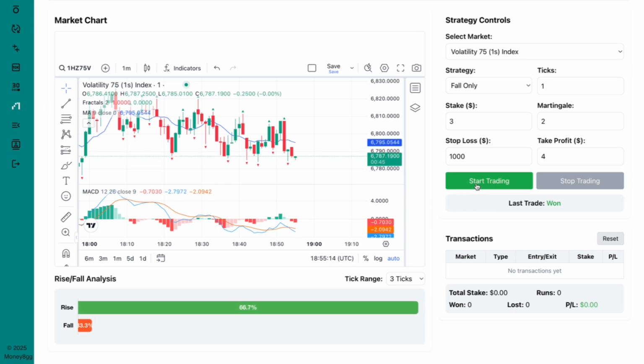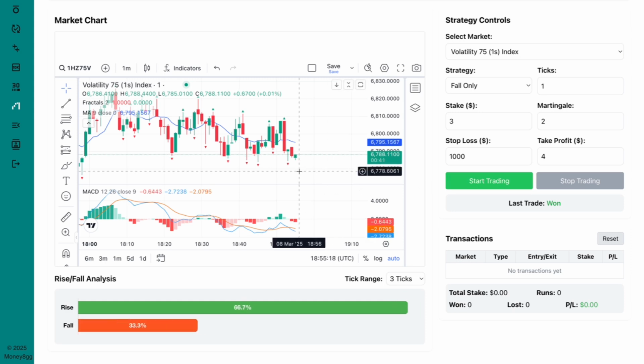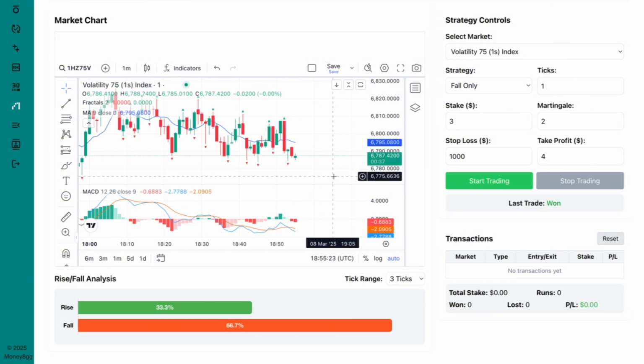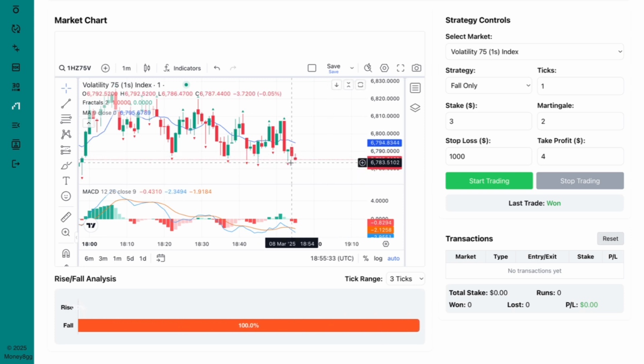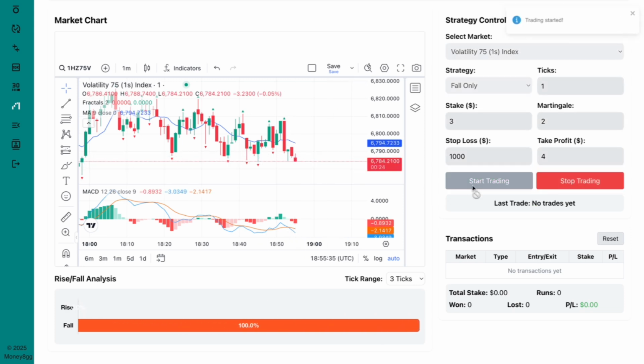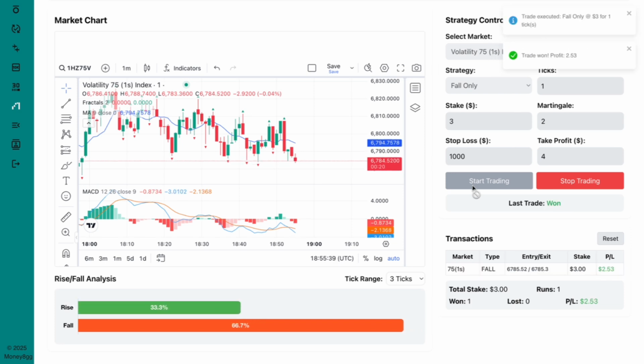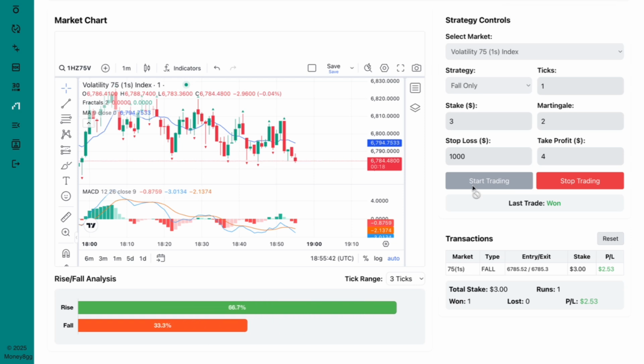Let's see. This should be a good fall unless it turns on us, but the fractal is on the wrong end. These are trades I avoid, but I'm expecting this fractal will move from there, because basically this star here, you see, it moved from there.